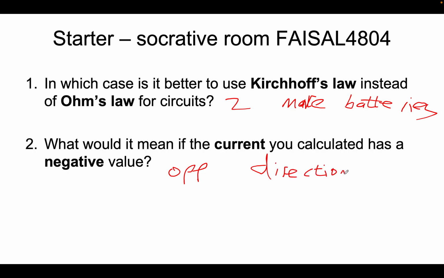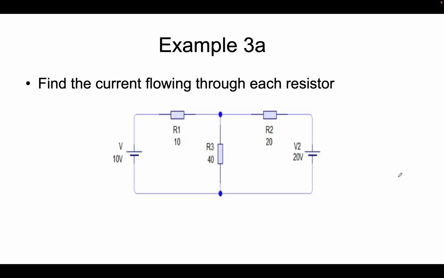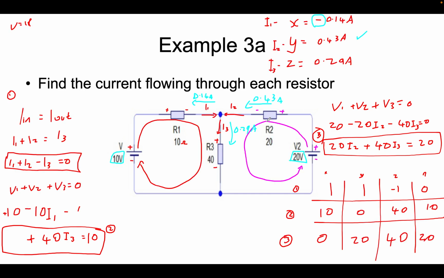Forgive my atrocious handwriting. So, final example in this case. Look at this. We have 2 batteries. We will use Kirchhoff's laws, and we will have to figure out the current flowing through each resistor. So we can go ahead and start solving. Step 1, we will find the Kirchhoff's current law. I in equals I out.